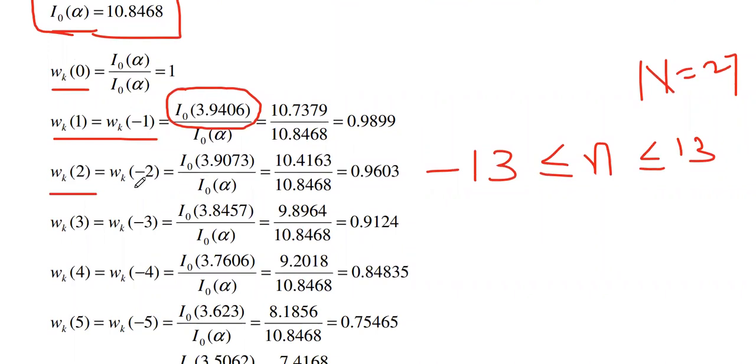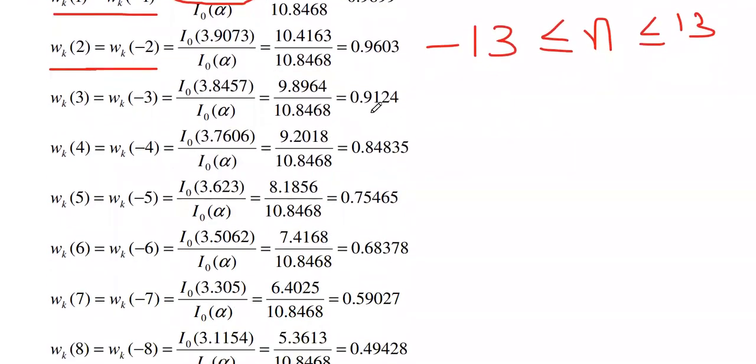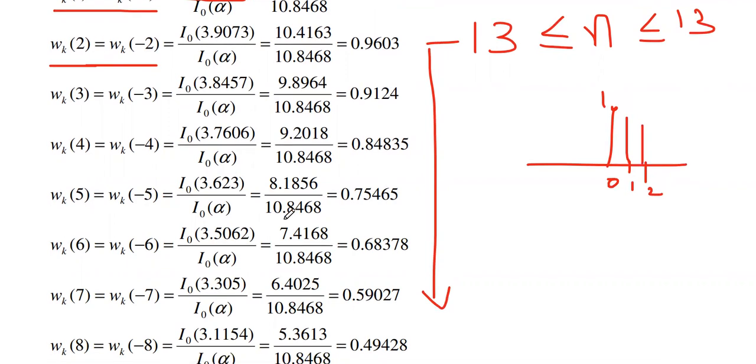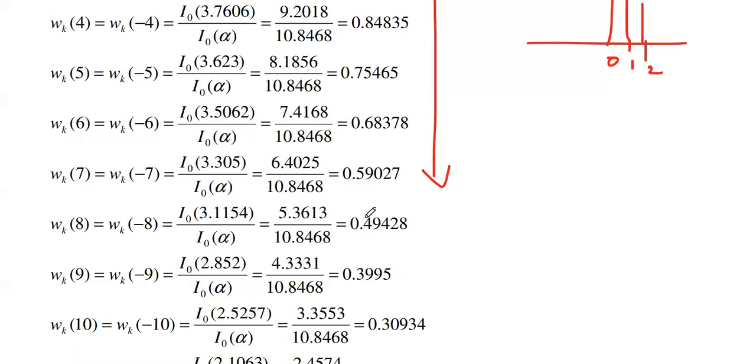Similarly, WK of 2 and WK of minus 2 is 0.9603. Similarly, WK of 3 is 0.9124, WK of 4 is 0.848, WK of 5 is 0.7546. In the window sequence, you see the value decreases. At the center, n equal to 0, the sequence has the maximum value 1. Whenever the n value increases, the value decreases. All window sequences behave like that.